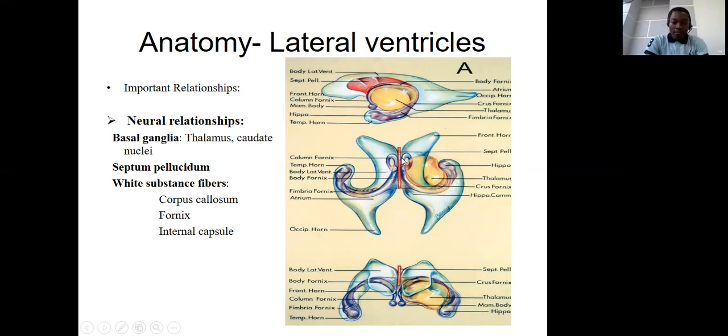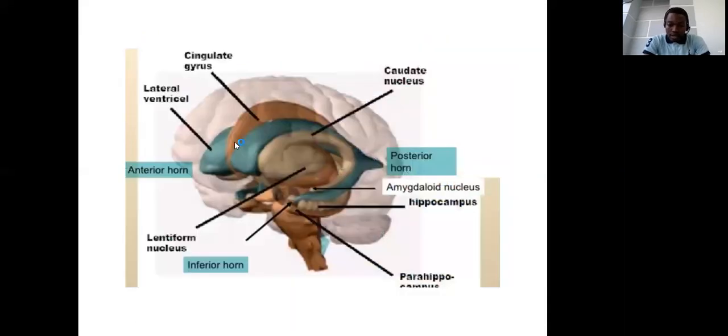Apart from that, we have the septum pellucidum, which links the fornixes to the corpus callosum. We have fibers of the white substance which go through the corpus callosum, the fornices, and the internal capsule. So here again, we can see the caudate nucleus, the head, the body, the tail, in close contact with the lateral ventricles here, and then this part, the cingulate gyrus. And this is the thalamus here.